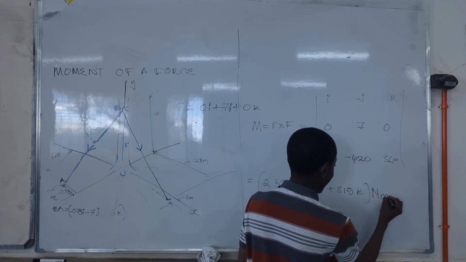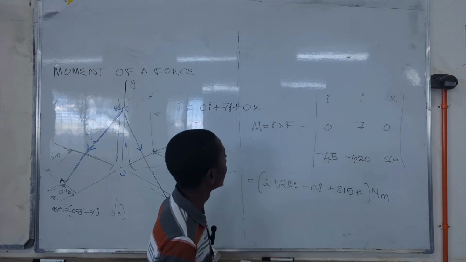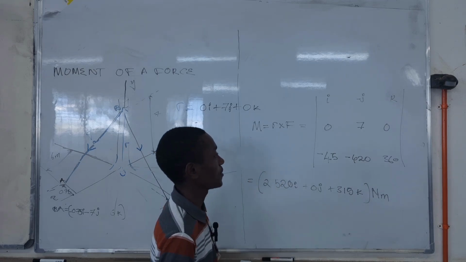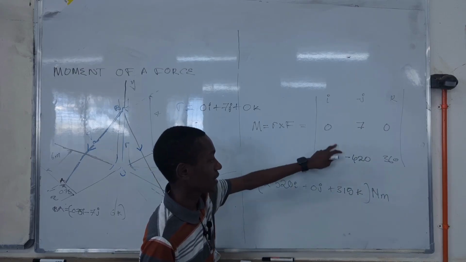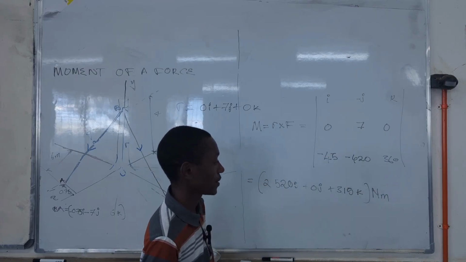And this is in what? Newton meters. Do you know where the Newton meter is coming from? This one has meters, and this one has newtons.